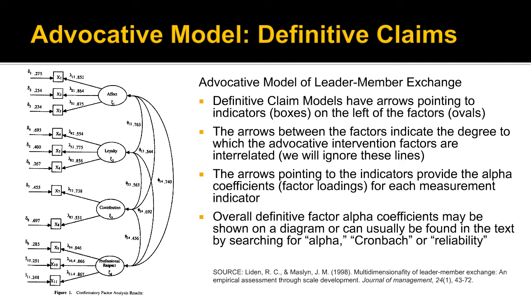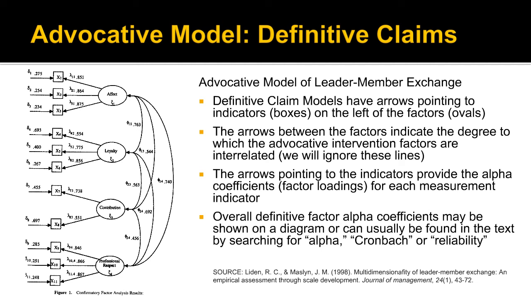leader-member exchange. The definition of these 4 factors is provided by the statements or questions that are indicated by the boxes. These are the measurement items for each advocative intervention factor. The reliability of these indicators is provided by the factor loading coefficients shown on the lines between the ovals and the boxes. The overlapping arrows on the right side of the diagram can be ignored for our purposes.